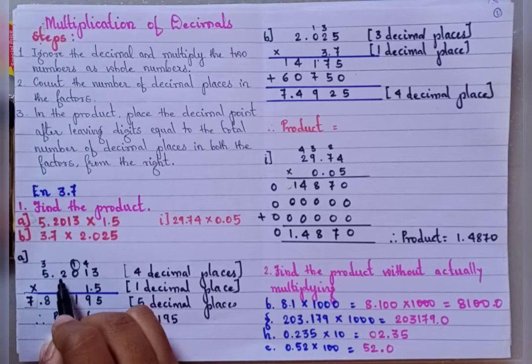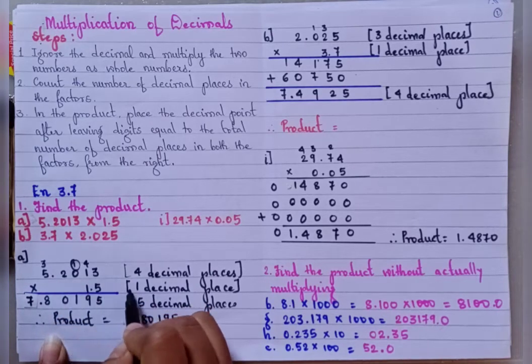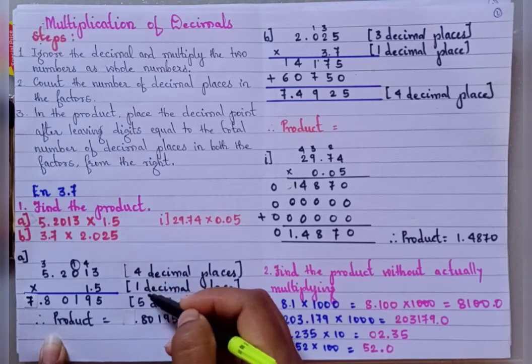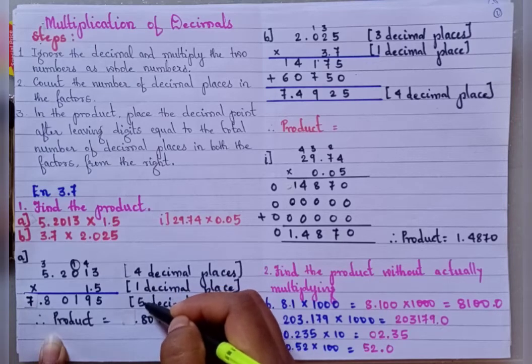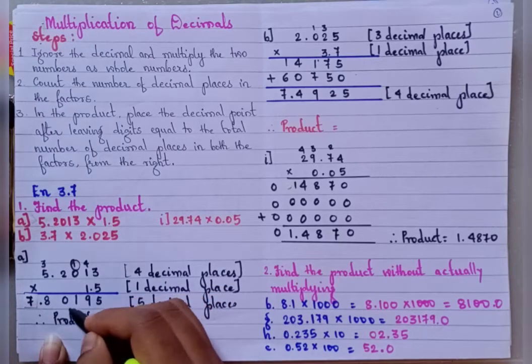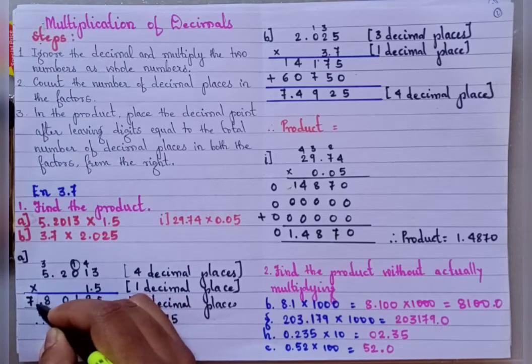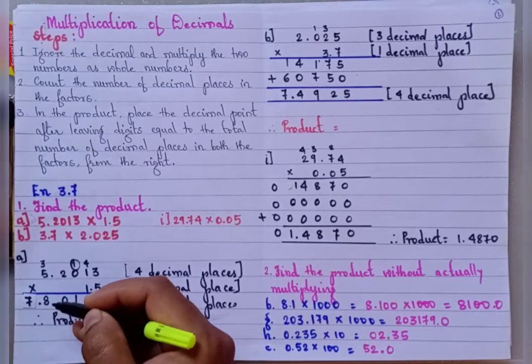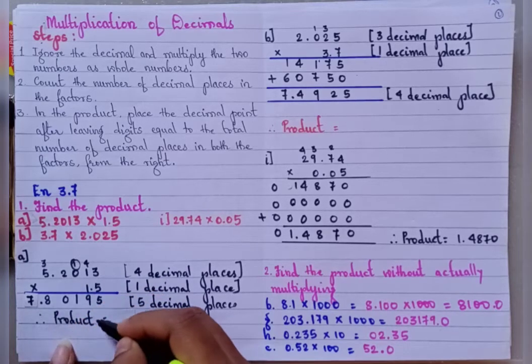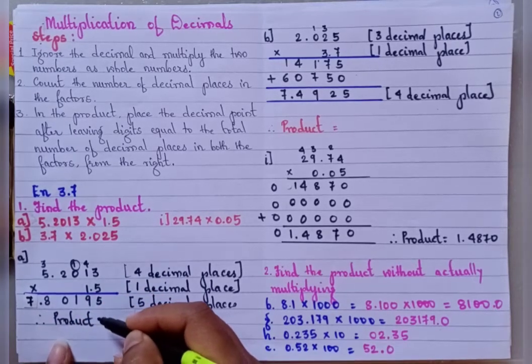Now here we have 4 decimal places. Here we have 1 decimal place. We have to add the decimal places together. 4 plus 1 is 5. Therefore we have to put the decimal point after 5 places from right side. 1, 2, 3, 4, 5, and here we have to place the decimal point. Therefore the product is 7.80195.